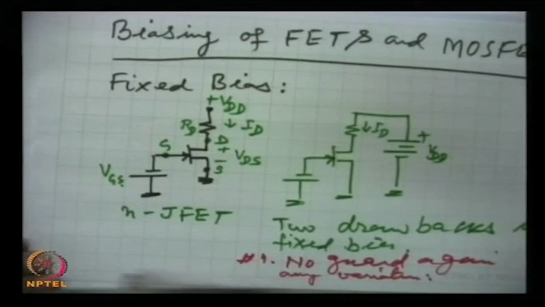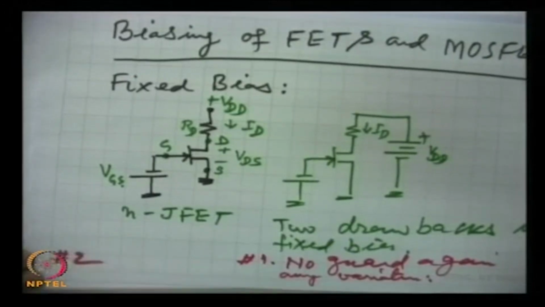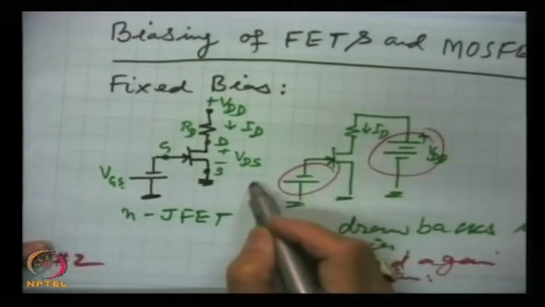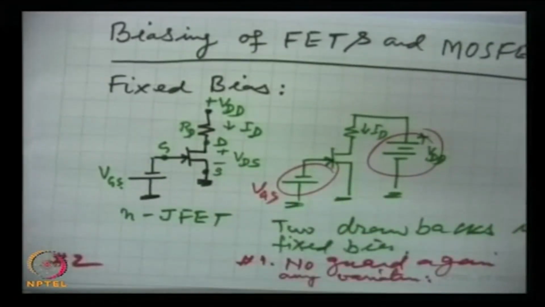Another important limitation is that it needs two batteries. One is here, the other is here, VGS, two batteries. So, in most circuits, the use of two batteries, if it can be avoided, should be avoided. So, there is no requirement of additional battery. Remember, fixed bias is not a proper choice for biasing.